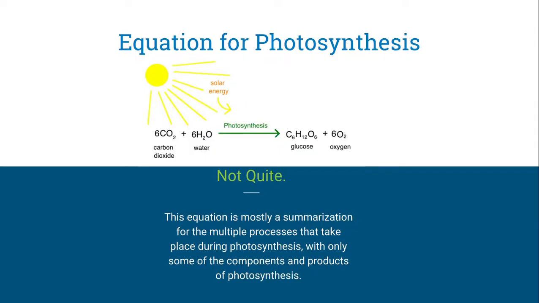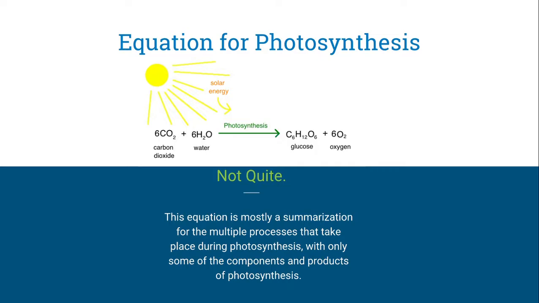The equation for photosynthesis is as follows. 6 carbon dioxide molecules plus 6 water molecules in the presence of light create a molecule of glucose and 6 oxygen molecules. However, this equation is only a summarization of the multiple processes that actually take place during photosynthesis, with only some of the components and products of photosynthesis.